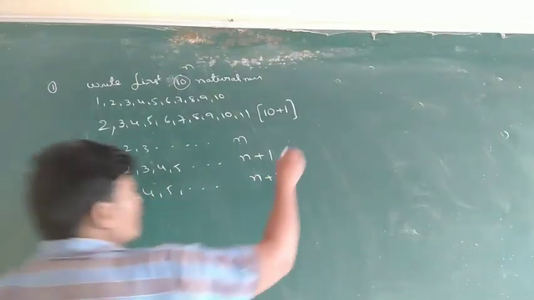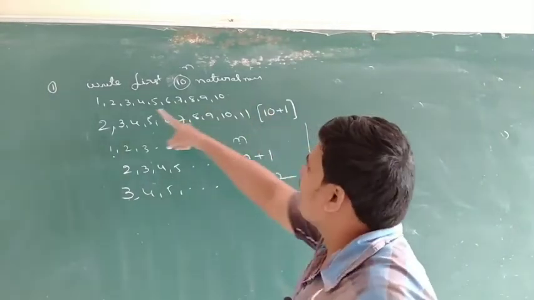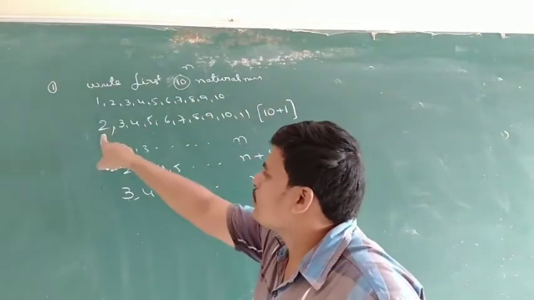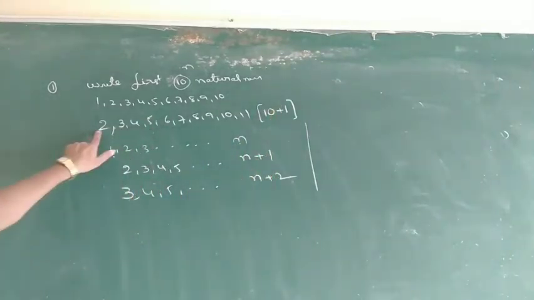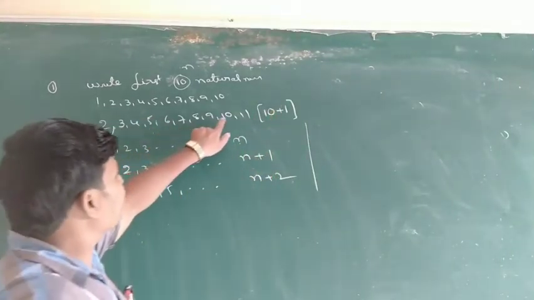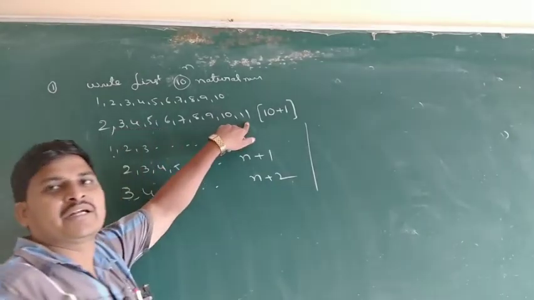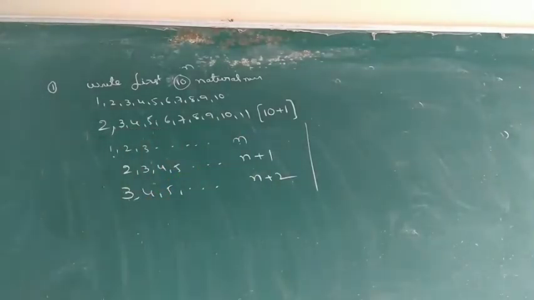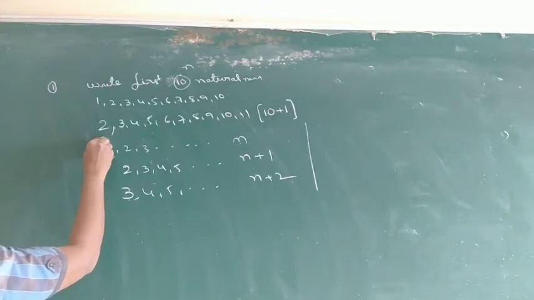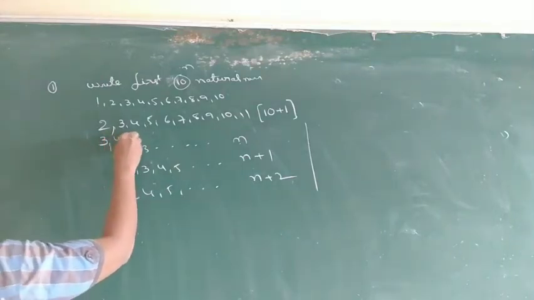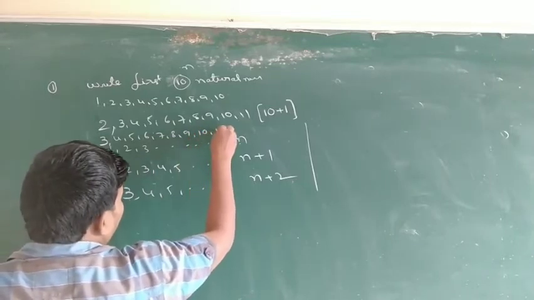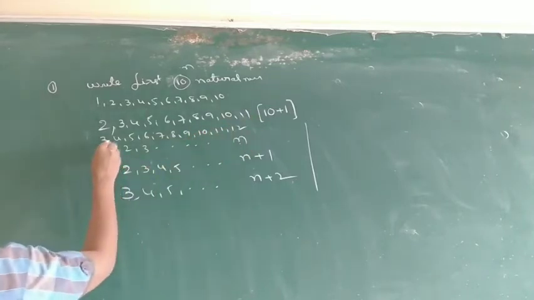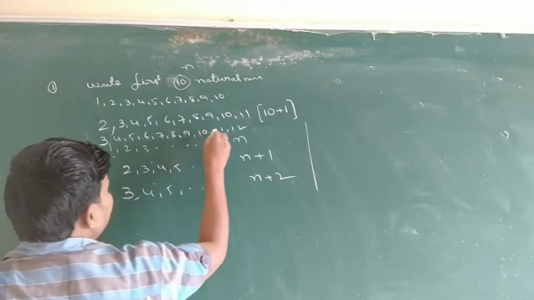Okay. So 1 to 10 numbers, up to 10. Starting with 2, the 10 numbers we have to write means 2, 3, 4, 5, 6, 7, 8, 9, 10, 11. Now write 10 numbers where the starting number is 3: 3, 4, 5, 6, 7, 8, 9, 10, 11, 12. Count them: 1, 2, 3, 4, 5, 6, 7, 8, 9, 10.